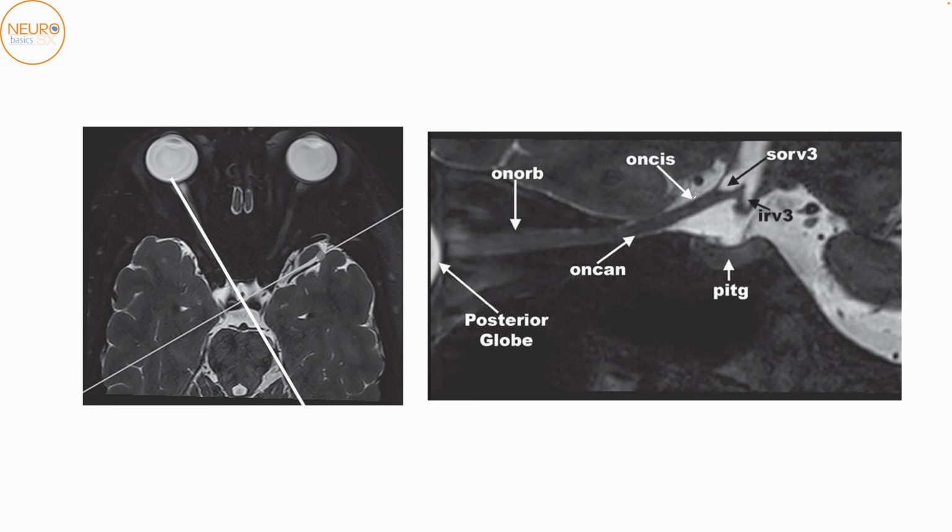Okay, you can even take sagittal imaging along the entire length of the optic pathway. So you can see here, this is a sagittal image which shows the entire length of the optic nerve: the orbital segment, the canalicular segment, the cisternal segment over here. This is the chiasm.